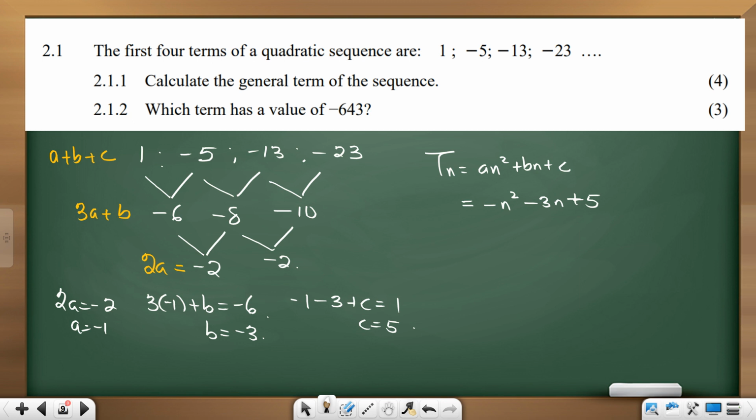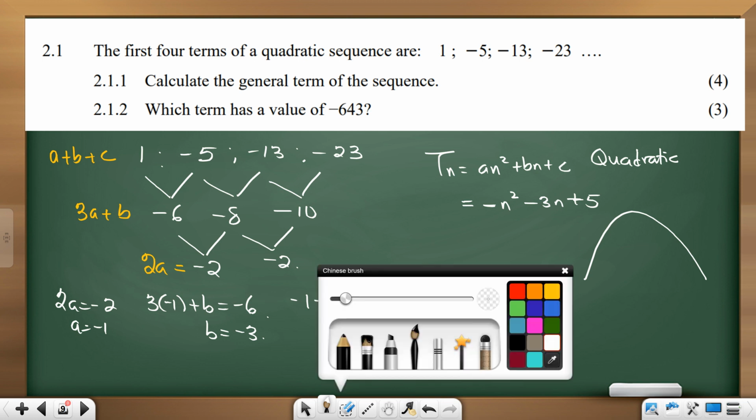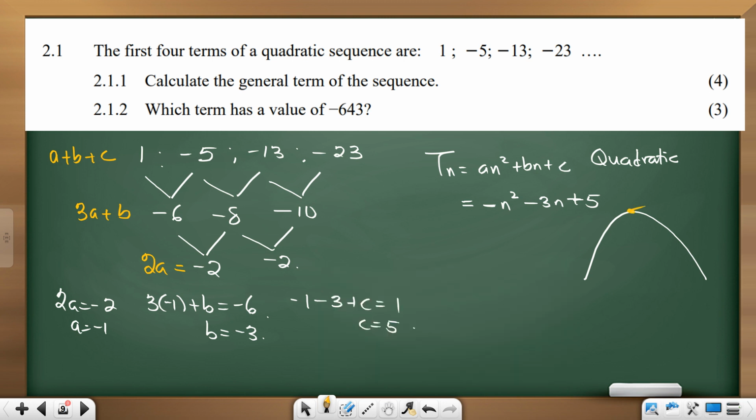Just something that we should expect. And by the way, you should know that if my a is negative, guys, it's a quadratic. If your a is negative, you're going to have what? A sad face. What does that tell you? It tells me that there's somewhere here which is going to be what? Maximum. Because examiners will tell you to find the maximum value. Thank you, Leslie.